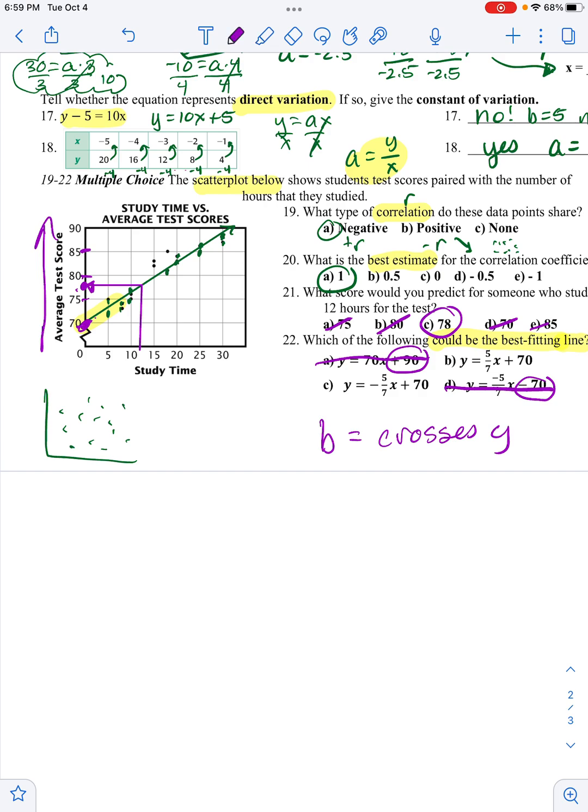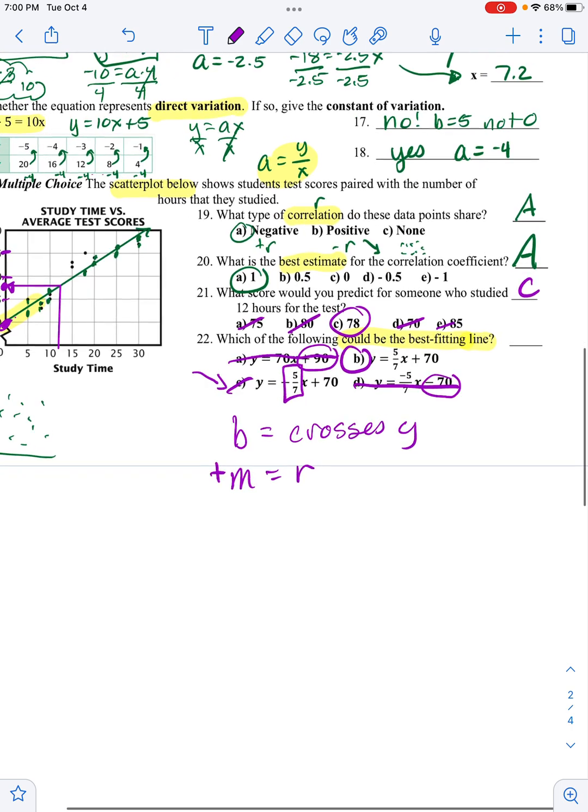So then how do you choose? Well, you look at the M. The M is related to your coefficient, your correlation coefficient. So I have a line that is going up, so I need that to be positive. So in my remaining two choices, only one of them is positive because the other has a negative slope and the line would be coming down from left to right. So I'm using my knowledge and the bits and pieces. I didn't have to calculate that it was 5/7. I didn't have to calculate anything. I just had to use logic and a process of elimination to do that.